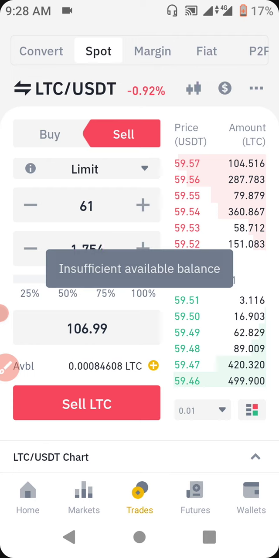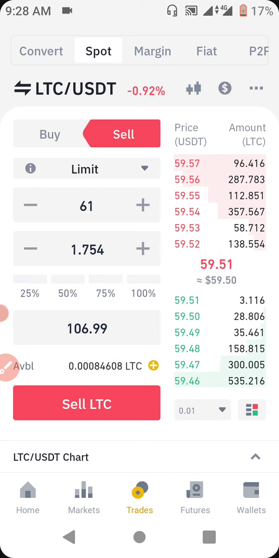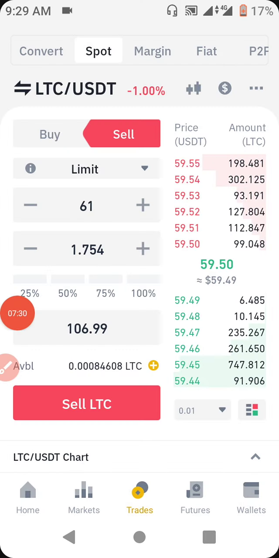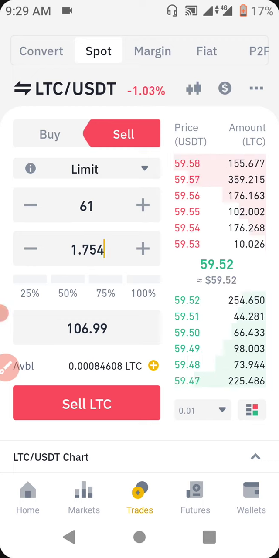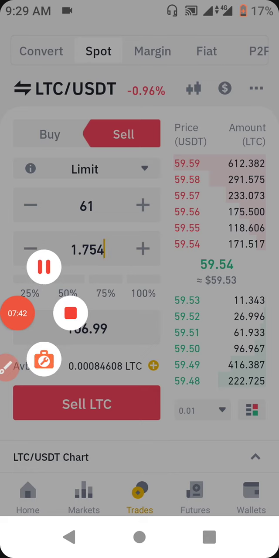Sorry. Then you put your amount. Now you'll be having 106.99 worth of USDT for 99.97 worth of USDT. So let's calculate your profit.